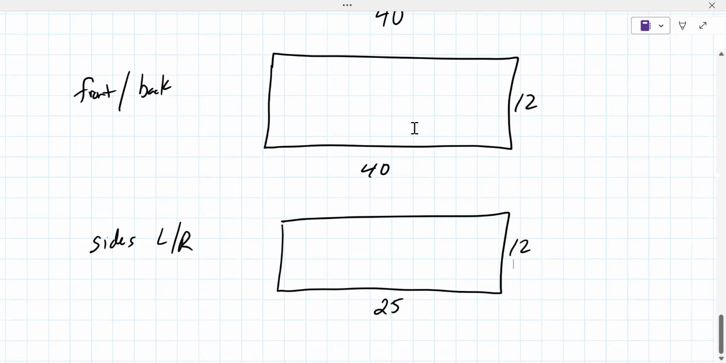So what is the area of the front wall? Would you calculate that for us, please? So 40 times 12 is 480. But since there's two of them, right? 2 times 480 is 960.